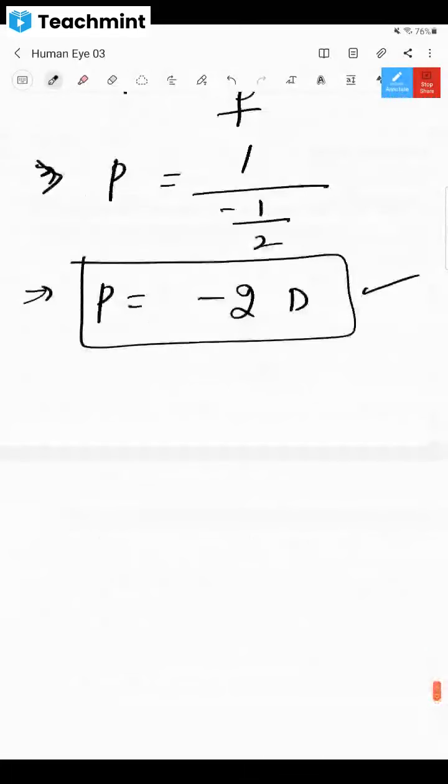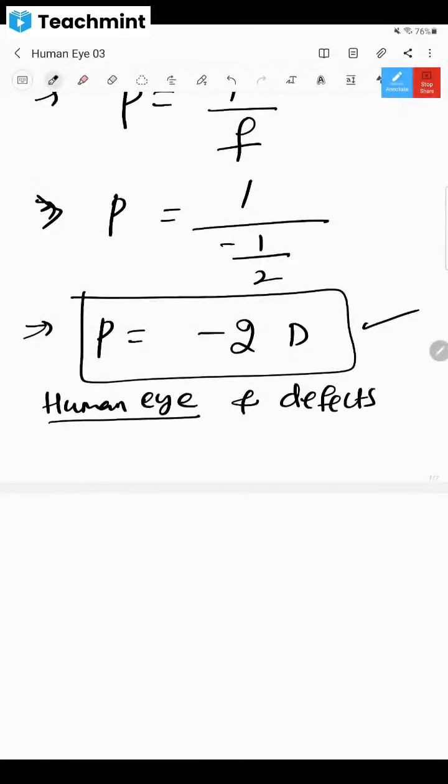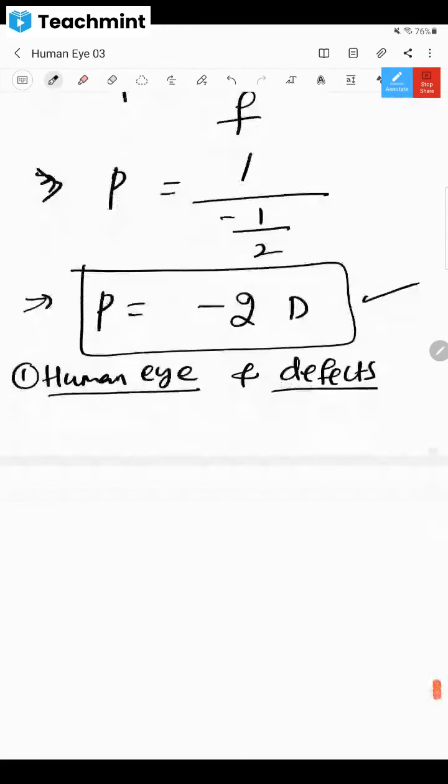So now, is it clear? All defects in the human eye, human eye structure and defects. Is it clear or not? Tell me. Yes, dear children, please respond back. Okay, so this is the first topic, which is over. Now, the second topic is refraction.